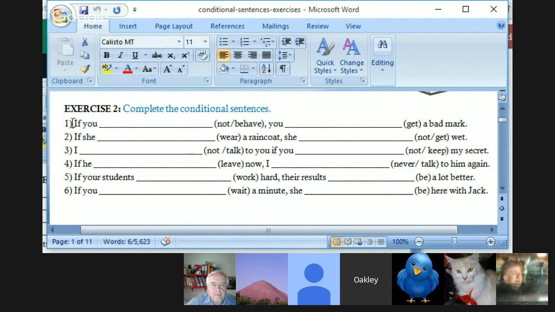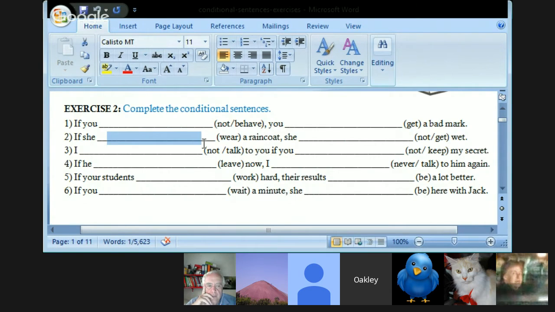All right, if you blank, you blank a bad mark. All right. If you do not behave, all right. Simple present tense, if you do not behave, you will get a bad mark. All right, that's it. Simple enough. All right. Dawn, can you try number 2?